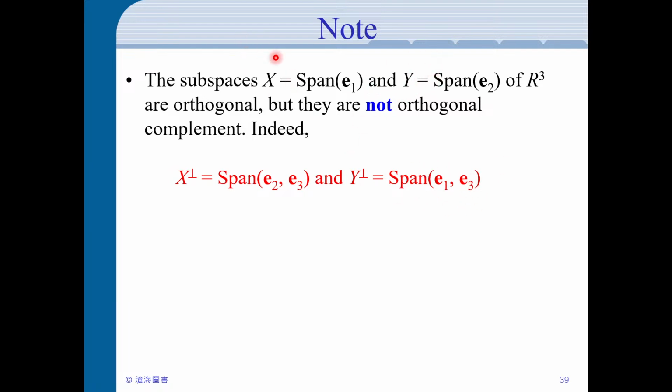e1, e3, and this X doesn't include e3. And also the complement of X equals the span of e2, e3, and this Y doesn't include e3. Okay. So the complement needs to be everything else, everything orthogonal to your Y.